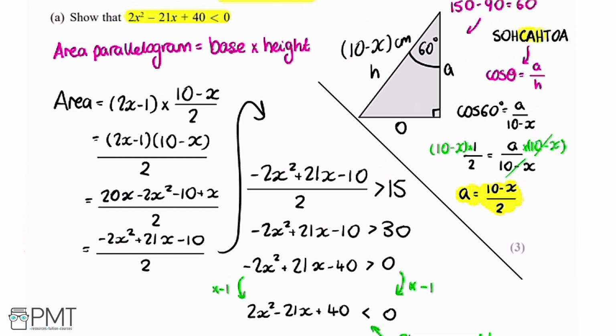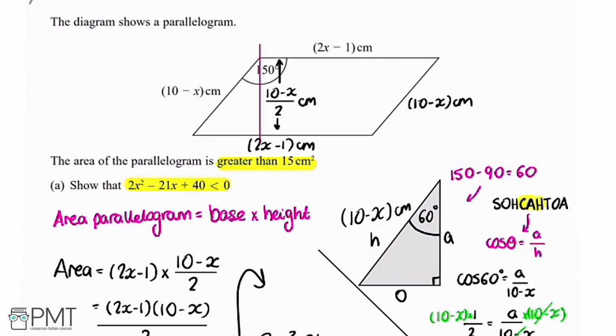And that's great, because if we look back up in the question, we needed to show that 2x² - 21x + 40 is less than 0. And that's exactly what we got to here. So we completed this part of the question. We got our first mark here.